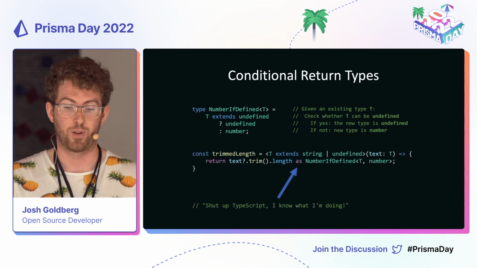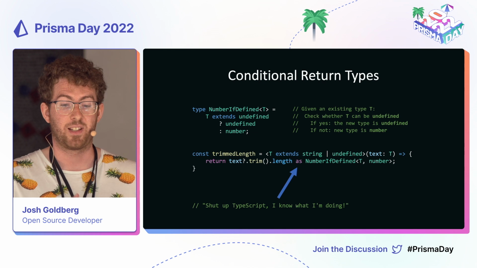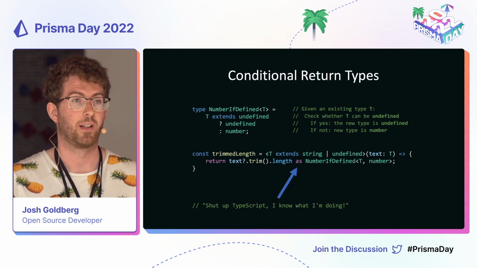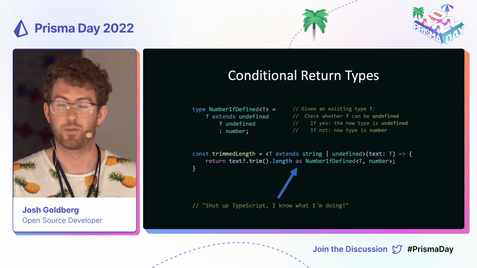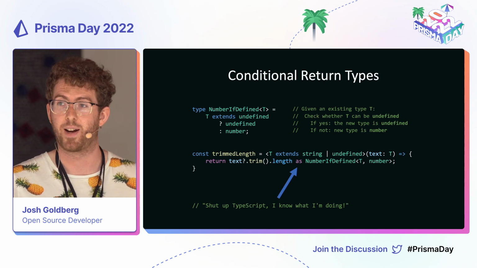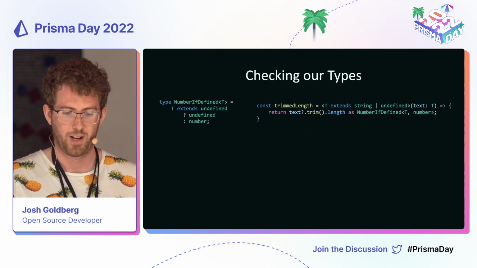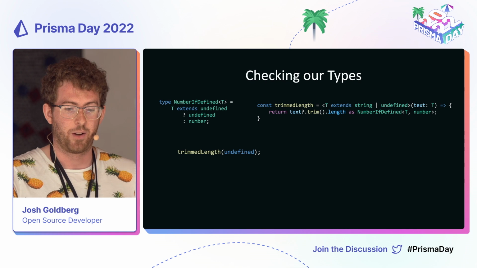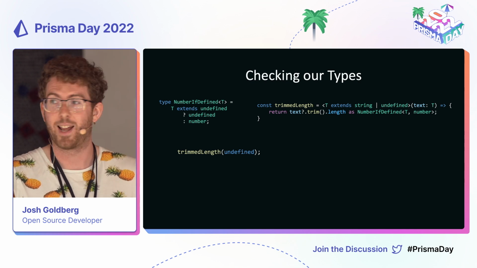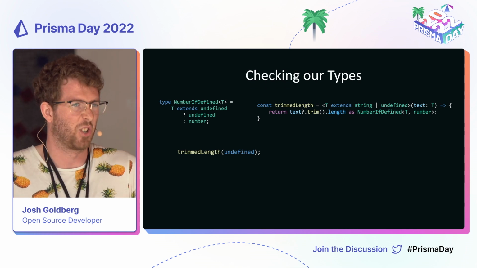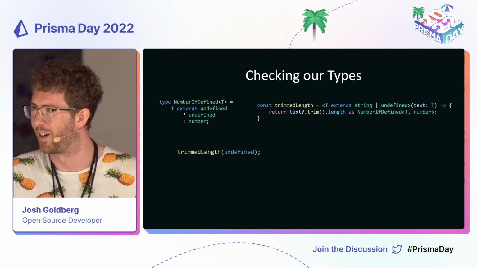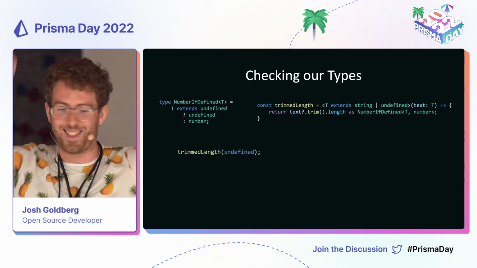Which means in my trimmedLength function, if we know text is going to be a string, then the result is number. Otherwise, if we know it's undefined, the result is undefined. So putting that all together, if we do trimmedLength of undefined, again asking you to shout out, what would be our return type for this version of the function? Undefined, thank you.